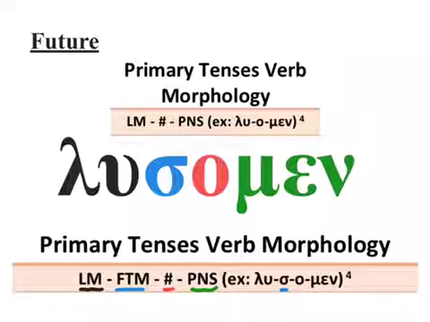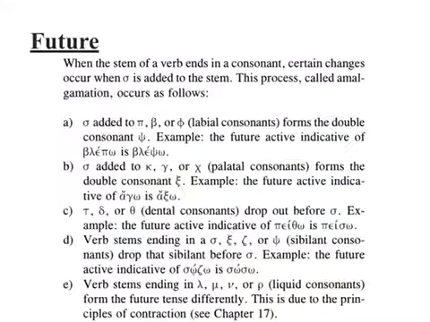So this is why it's really important to understand how the word is made up. So you have lu, which is the lexical morpheme. The sigma is going to be the future time morpheme. The omicron is going to be the neutral morpheme. And then you have the men, which is going to be the person number suffix. And that right there is the easiest way to understanding the future.